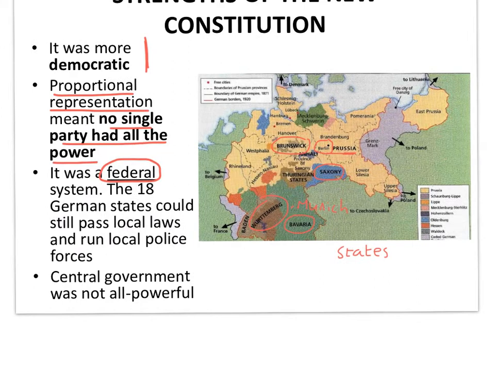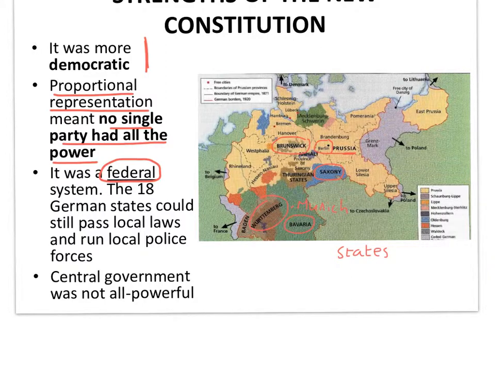Now, what does this mean? It was a federal system. Well, that basically means that the capital city, which is the seat of the German government that we've already looked at, shared power with those 18 states. The central government in Berlin didn't hold all the power. It had power over the significant things. So the government, the Chancellor and his ministers and the Reichstag that we've already spoken about, passed laws on important things like foreign policy and economic policy and defence. But they didn't pass laws over everything.